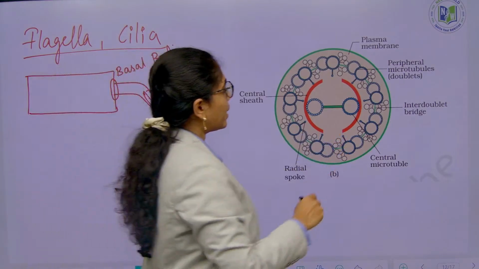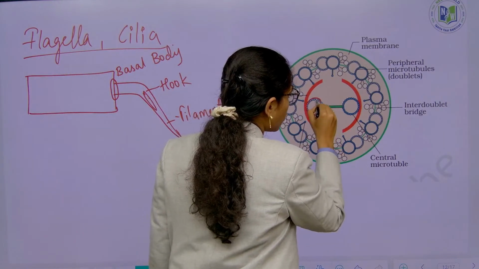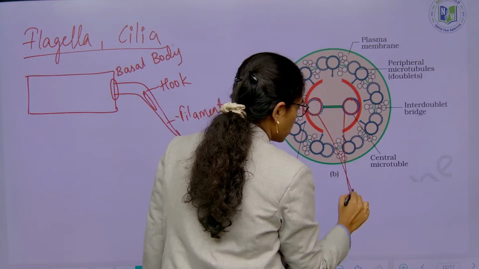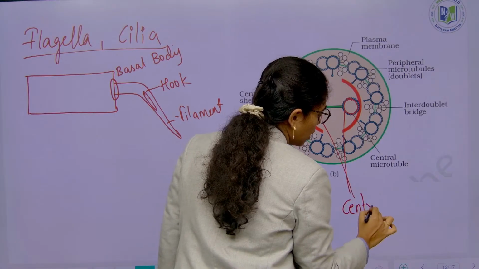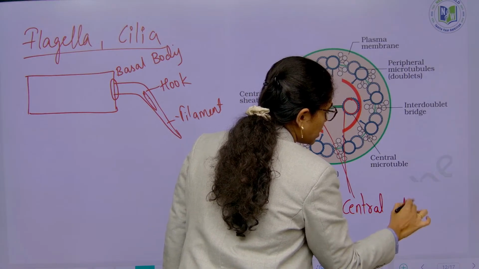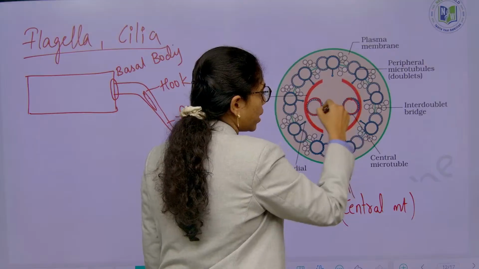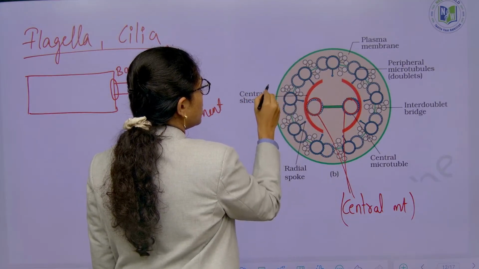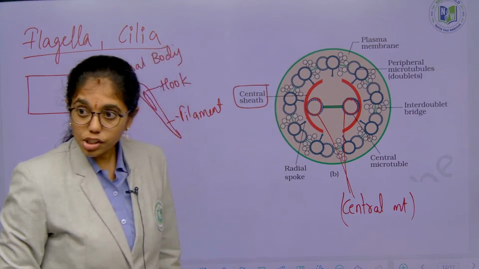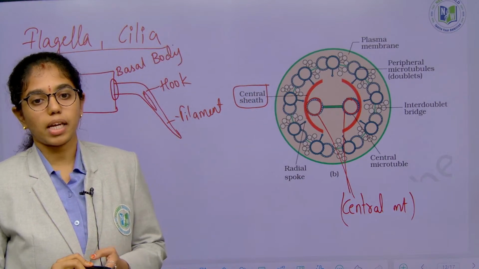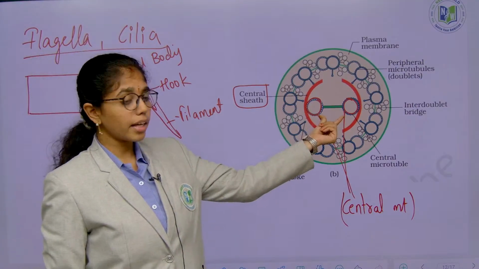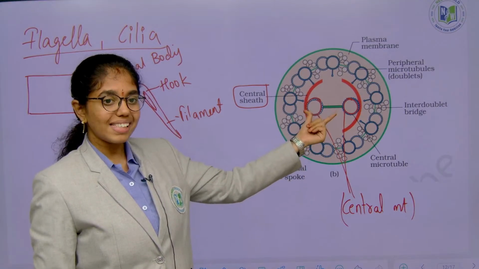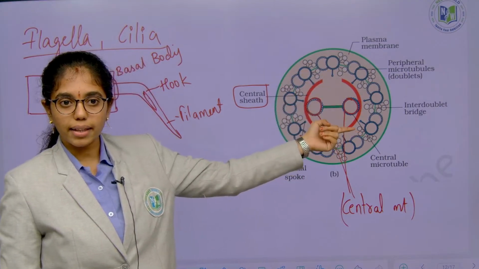If I dissect this and see again, here you can see a different cartwheel arrangement. At the center you have 2 microtubules. This is known as what? Central microtubules. These central microtubules are encoded with what? A central sheath. To this central sheath, 9 radial spokes are present. At the center, 2 central microtubules covered by a central sheath, and to this central sheath, 9 radial spokes are there.